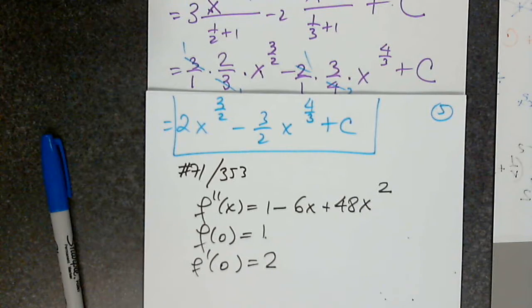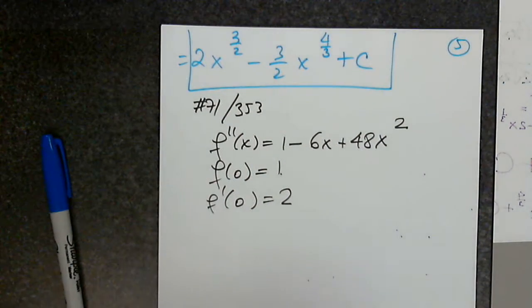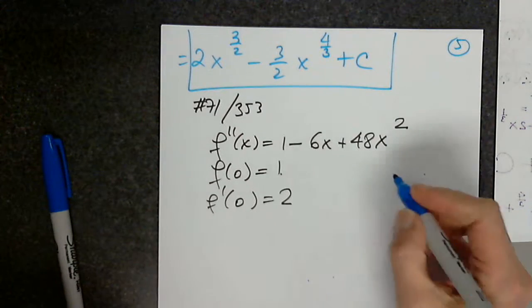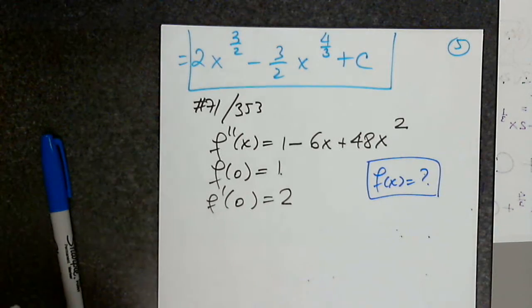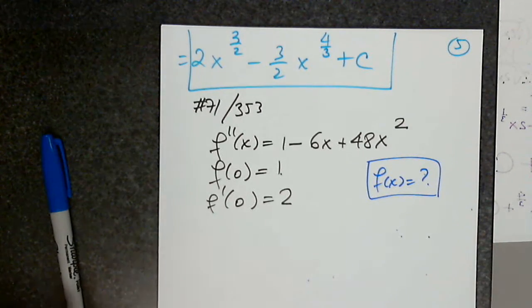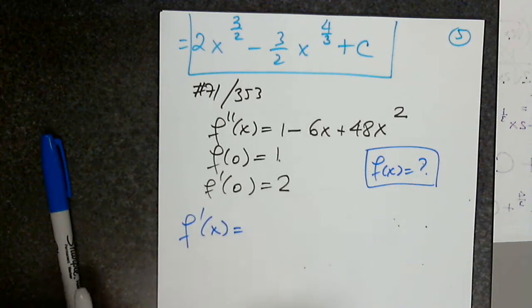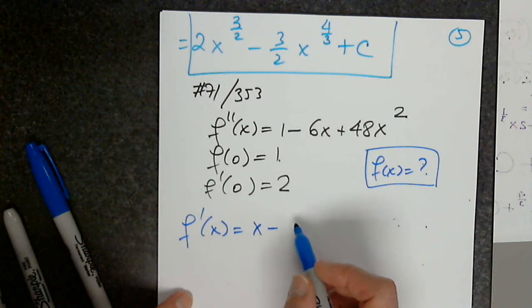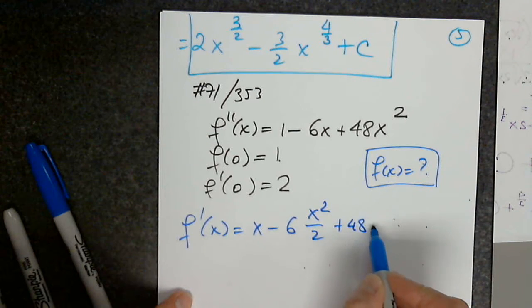The first thing you want to write is integrate f double prime of x, right? Correct. So I'm asked to find f of x. So then we have to find what first? We just find the first derivative. Yes, good. So can anyone give us the first derivative? x minus, what is it? 6x squared over 2.